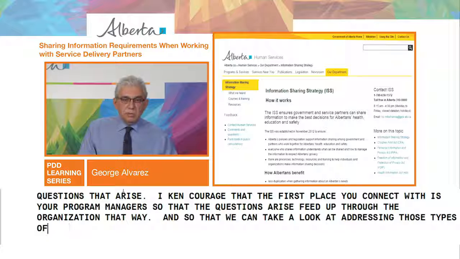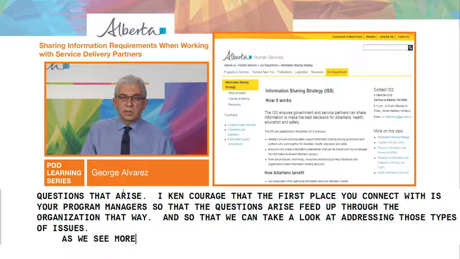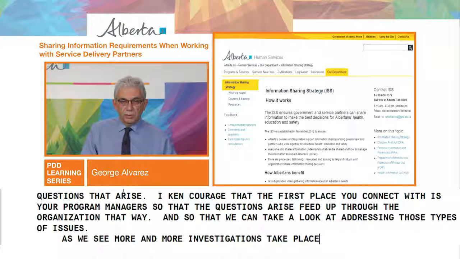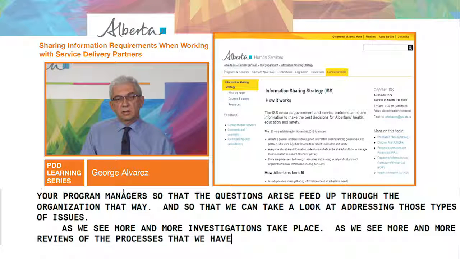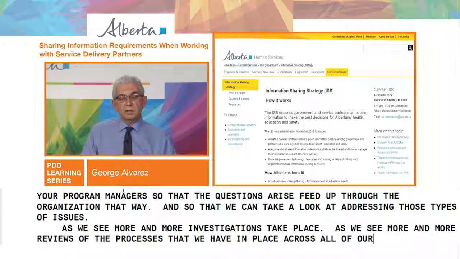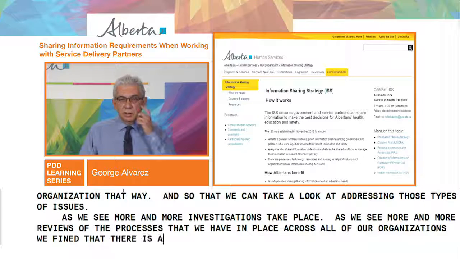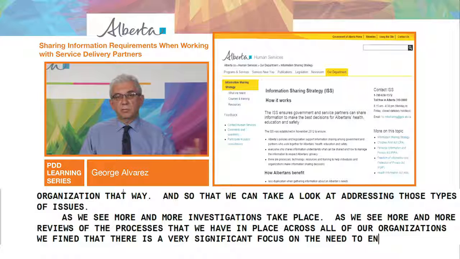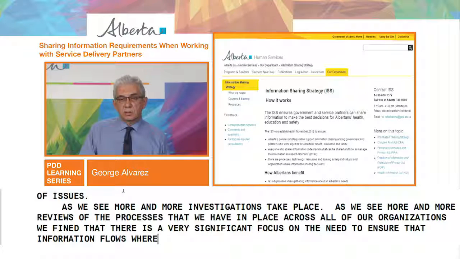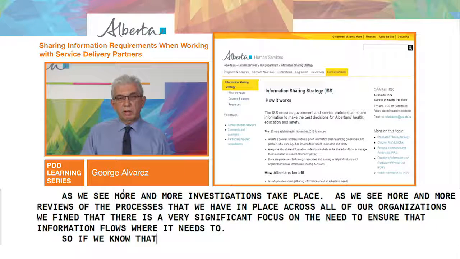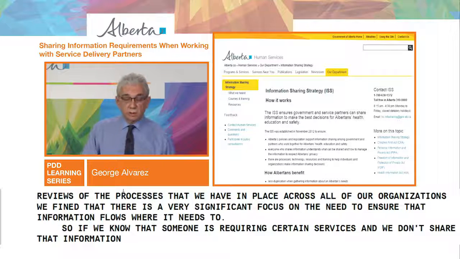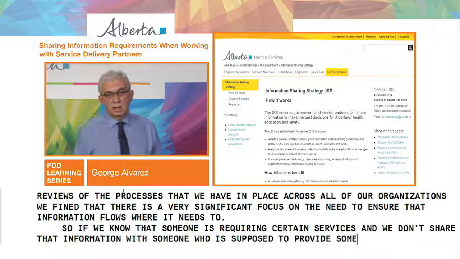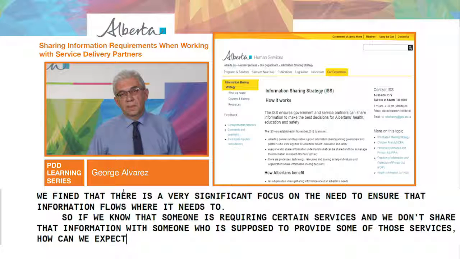As we see more and more investigations take place, and more and more reviews of the processes we have in place across all of our organizations, we find there is a very significant focus on the need to ensure that information flows where it needs to. So if we know that someone requires certain services and we don't share that information with someone who's supposed to provide some of those services, how can we expect them to do better?